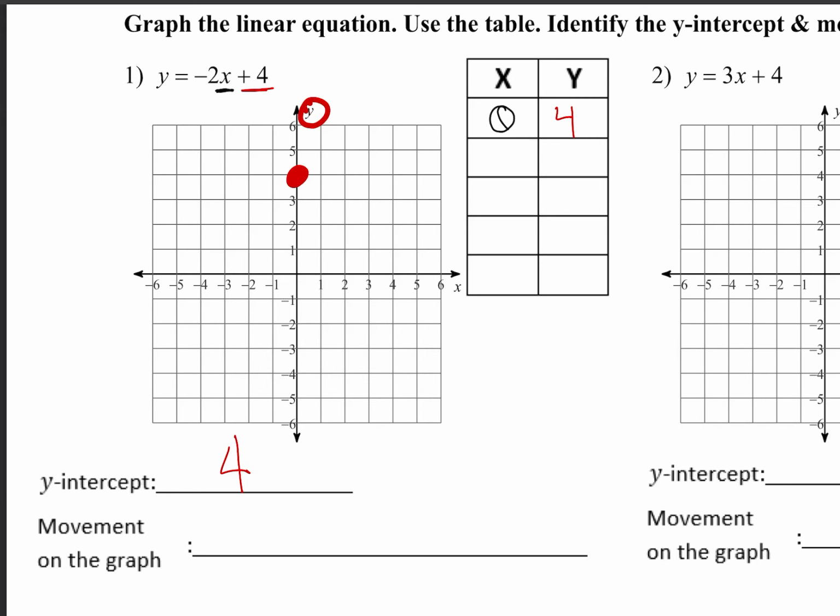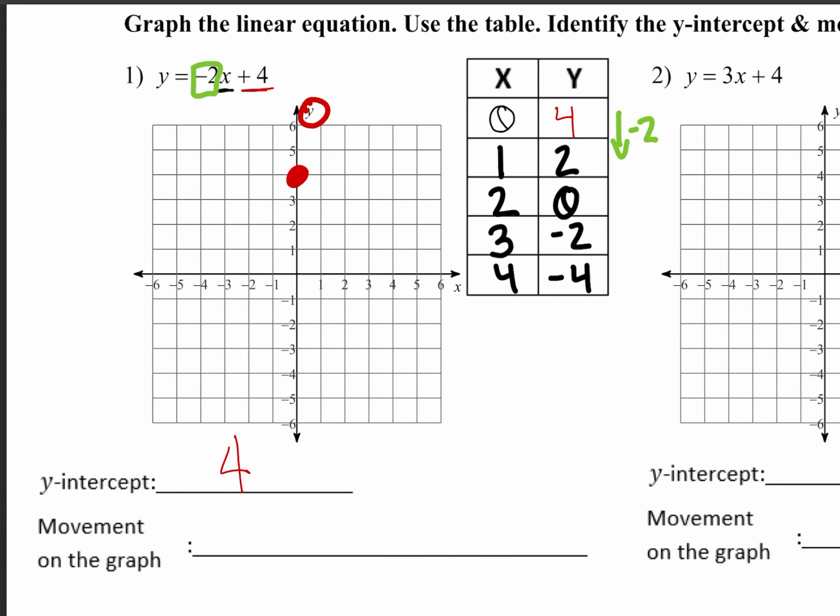Now, we need to figure out how we're going to move down our table. Well, we look at our common difference. Our common difference is minusing 2. So as we go down our table, we're going to minus 2. So at time 1, we're going to have 2. At time 2, we're going to have 0. At time 3, we're going to have a negative 2. Time 4, we're going to have a negative 4.